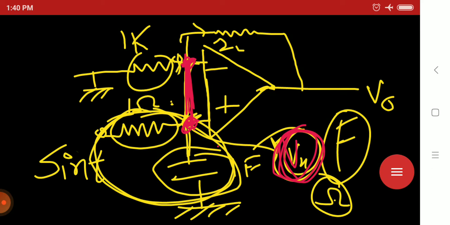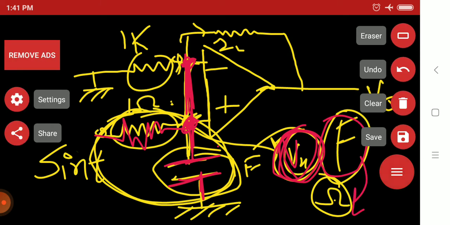To derive Vx, first, here a capacitor is connected in this region. Here R and here the capacitor. The capacitor's unit is farad. So our first task is to convert farad to ohm.